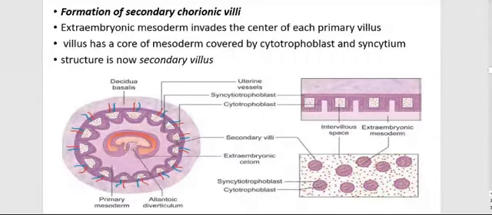Now, formation of the secondary chorionic villi. What happens now? You can see here, the somatopleuric layer will also start growing into the central core of the cytotrophoblast. So we now have 3 layers: the syncytial trophoblast, the cytotrophoblast, and now the somatopleuric layer also projects inside. So the villus is now made up of 3 layers, and it's called the secondary chorionic villus.